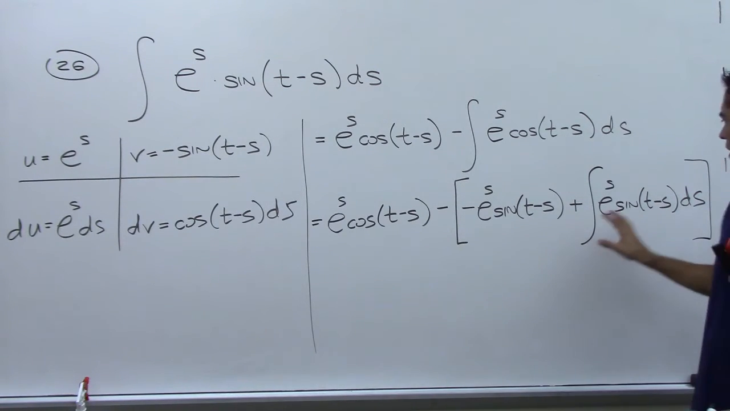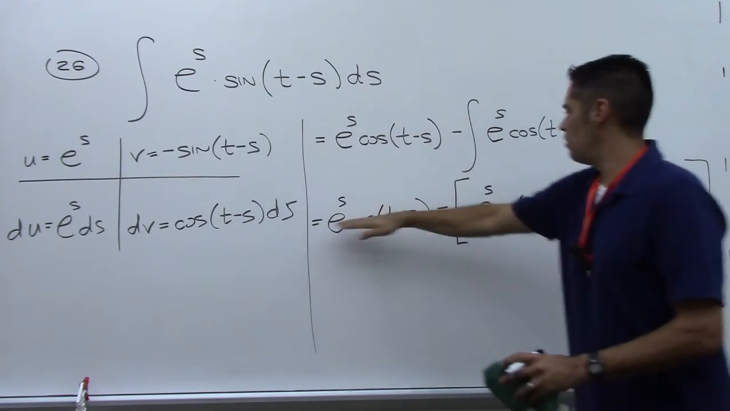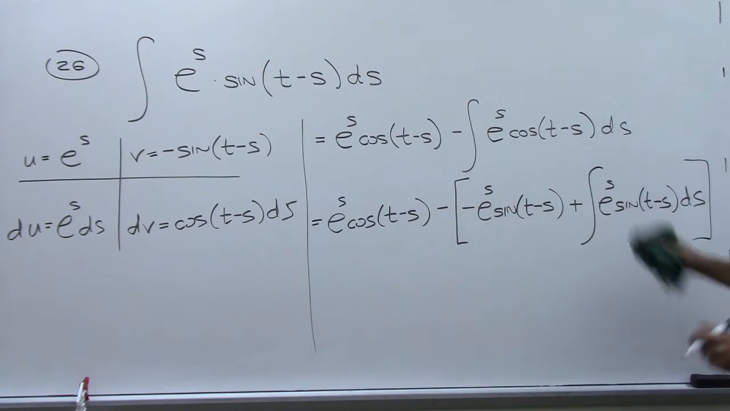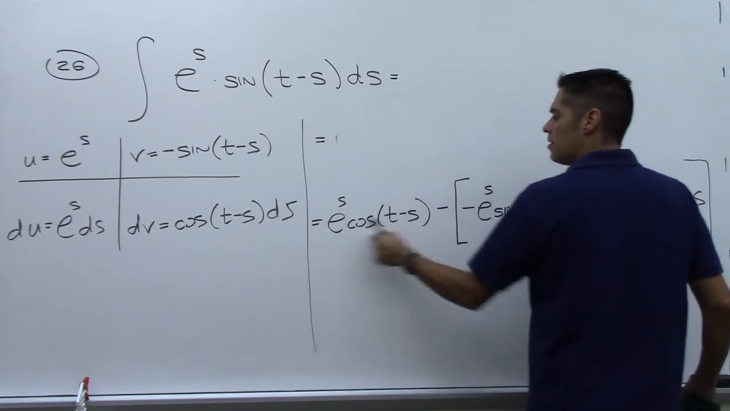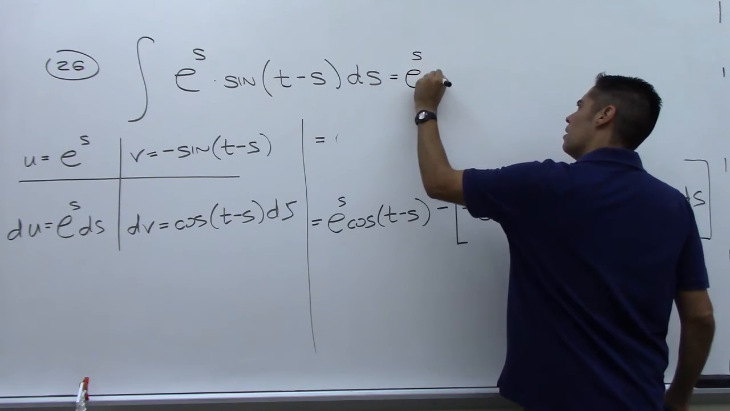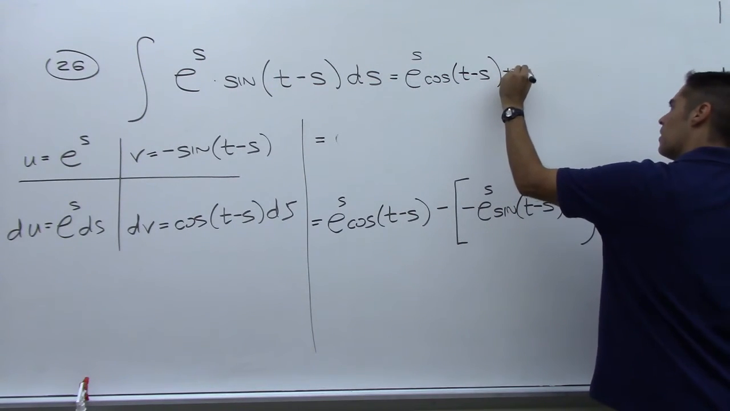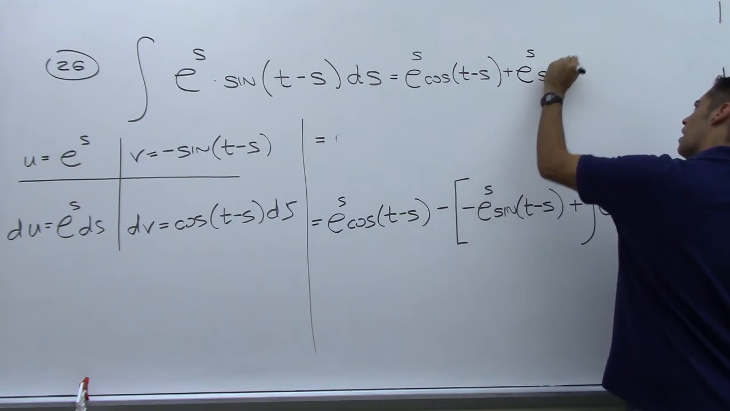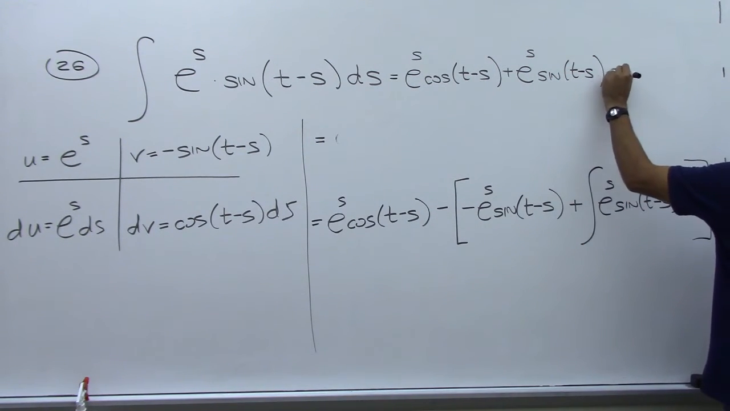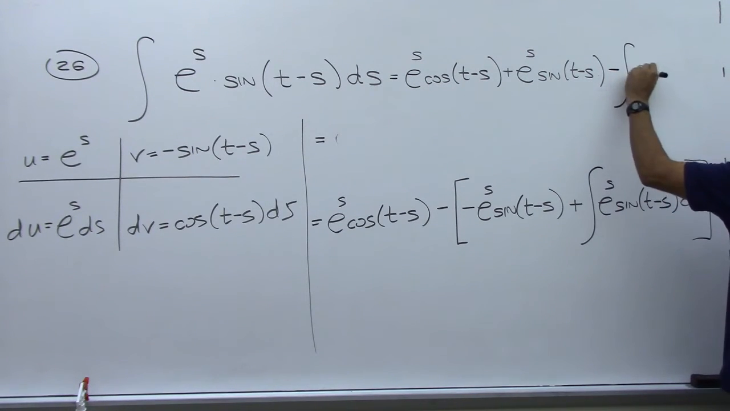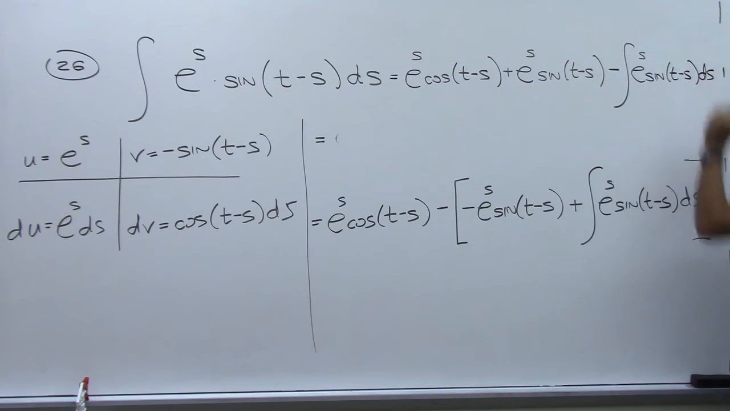And now what I'll do is I see that this integral is the one I originally wanted. So all of that is equal to this. Let me distribute the negative through. When I do that, I will get this, e to the s cosine t minus s, minus minus is plus, e to the s sine t minus s, and then minus and plus is going to be minus this integral right here, e to the s, I'm running out of room, sine t minus s ds.